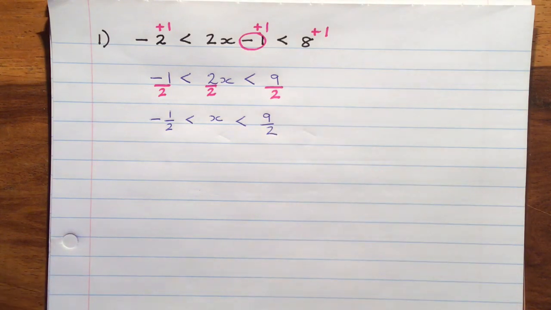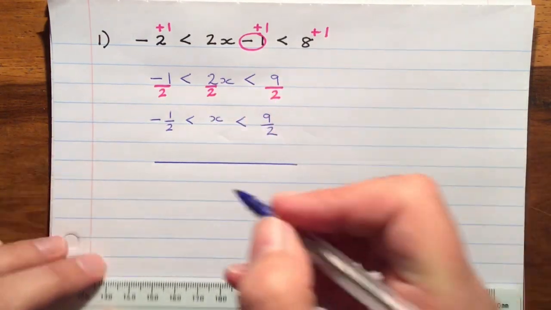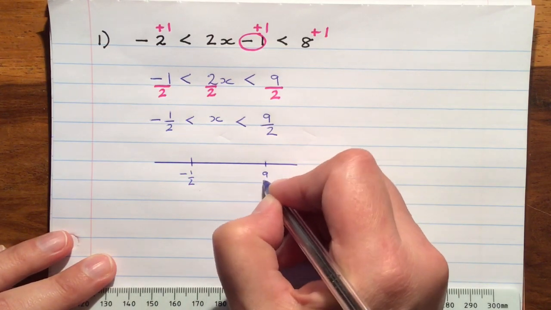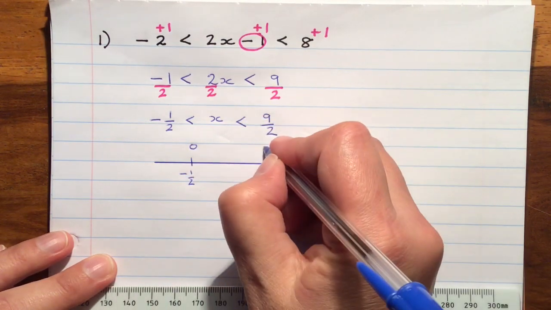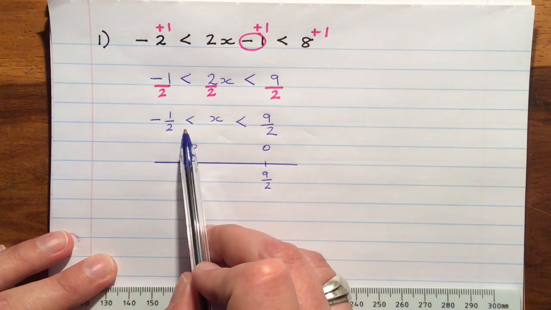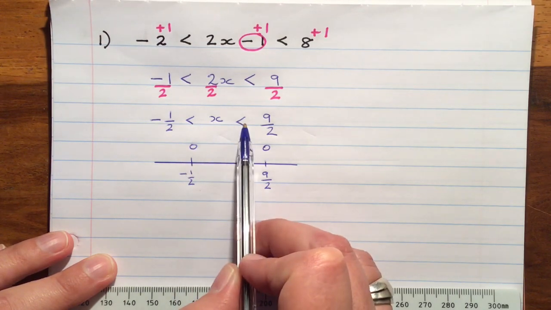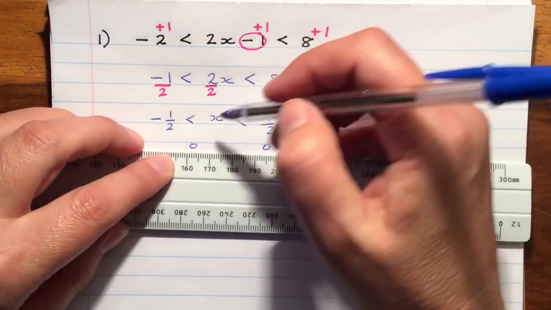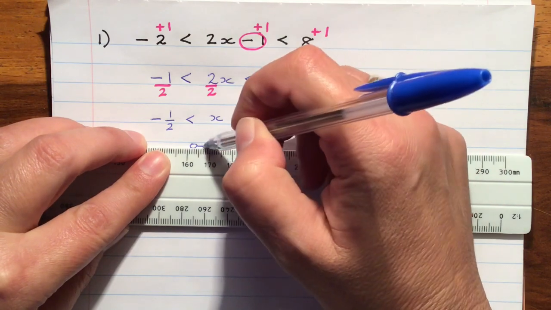So when we draw our solution on the number line, we're going to mark off those 2 points, negative 1/2 and 9 over 2, and draw our dots above them. Both of these are open circles because our inequality signs are not showing that they include those values, but we're going to join the dots up so that we can show that x is everything in between those numbers.